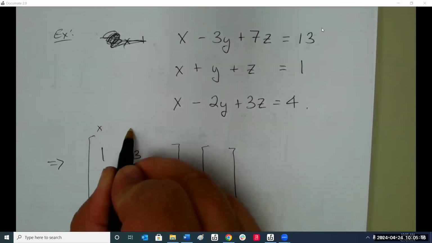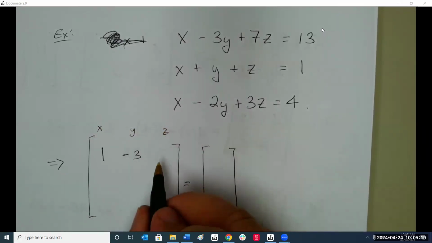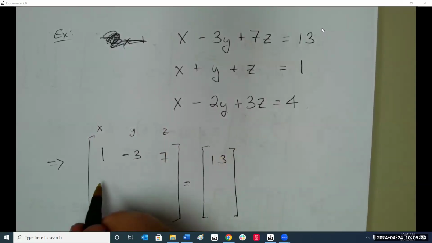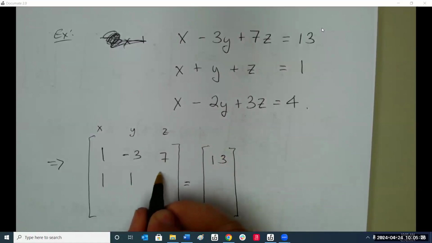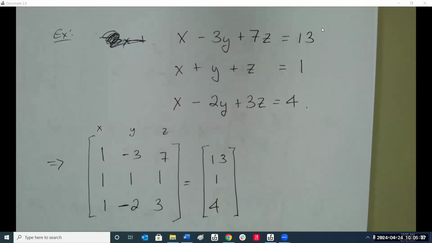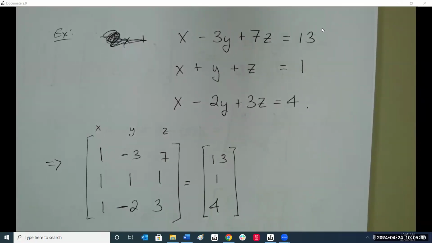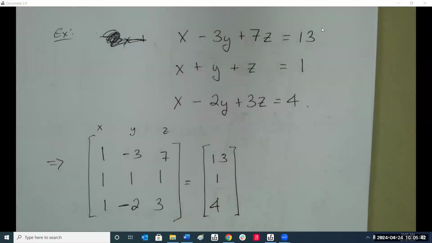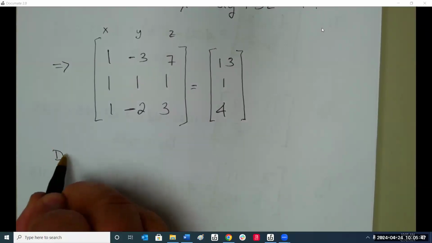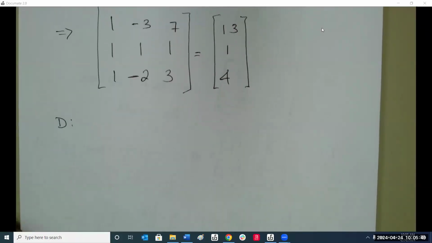So the first column is the x's, the y's, and the z's. The first row is the first equation. So we just take the coefficients only, and this is our matrix. Now, there's a little bit different here. Okay, the shortcut, ideally what it tells you is this.